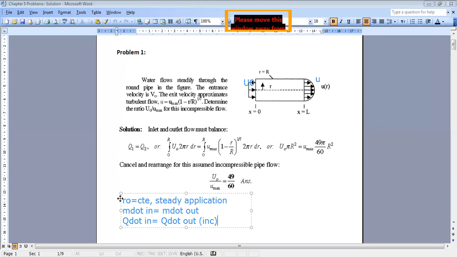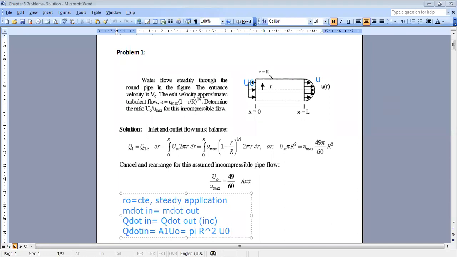Okay. Now, concerning Q dot in, it is very simple to find. Why? Because we have a uniform velocity profile at the inlet. So Q dot in is equal to the area A1 times V1, and V1 is equal to U0. And A1 is simply the circular cross-sectional area, which is pi r squared. So it is equal to pi times r squared times U0.